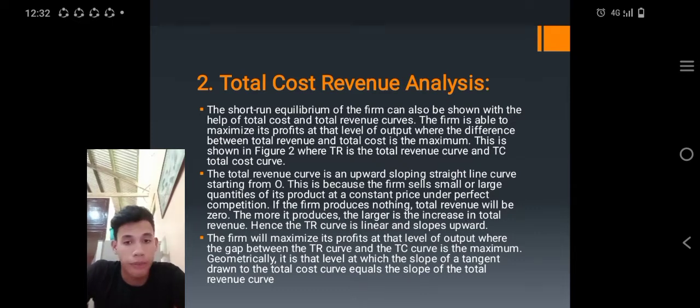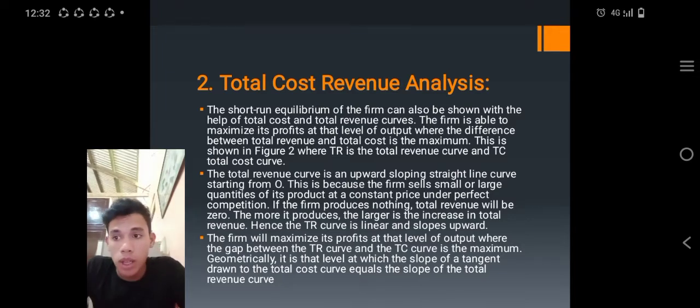This is shown in figure 2, where TR is the total revenue curve and TC is the total cost curve. The total revenue curve is an upward sloping straight line starting from O. This is because the firm sells small or large quantities of its product at a constant price under perfect competition. So if the firm produces nothing, total revenue will be zero. The more it produces, the larger is the increase in total revenue. Hence the TR curve is linear and slopes upward.